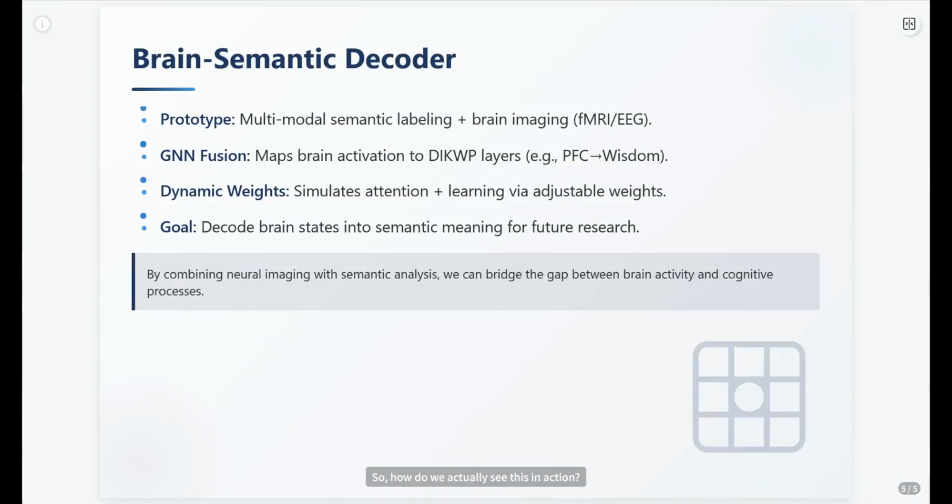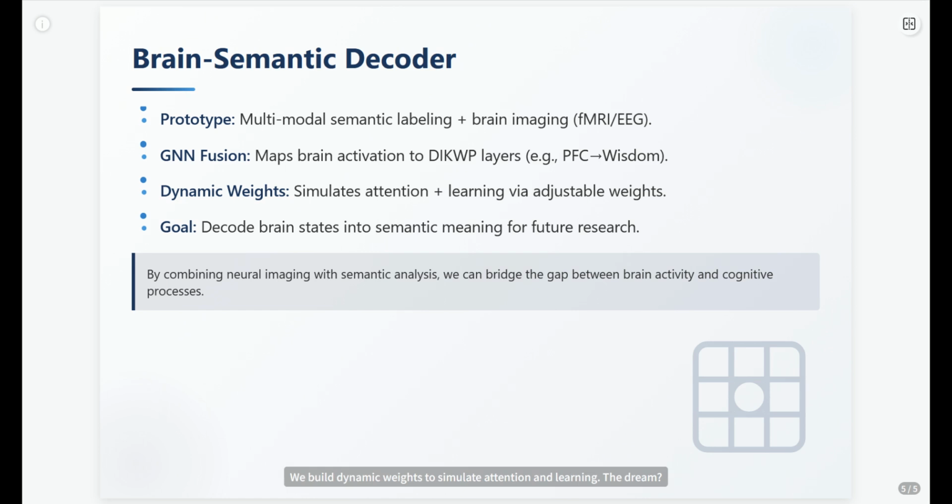So, how do we actually see this in action? We're building a brain semantic decoder. Imagine tagging experimental tasks with DIKWP labels. What data does it use? What knowledge is needed? Then, capture brain activity using fMRI or EEG. Use a GNN to learn the mapping. Does prefrontal cortex activation correlate with wisdom tags? Does primary visual cortex link to data? We build dynamic weights to simulate attention and learning.